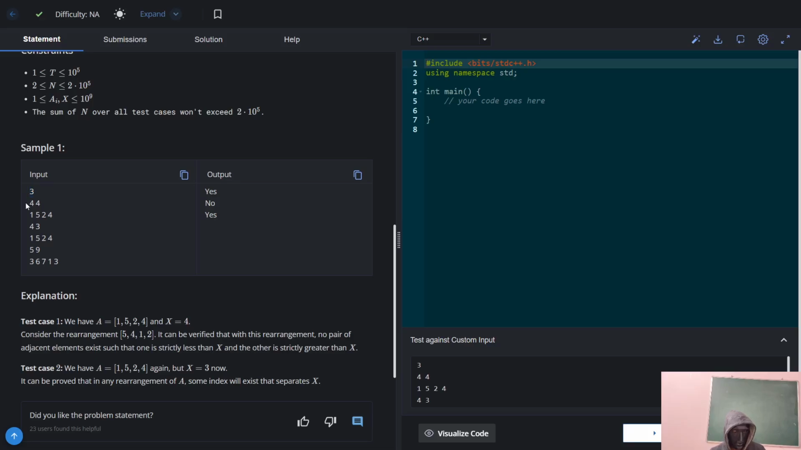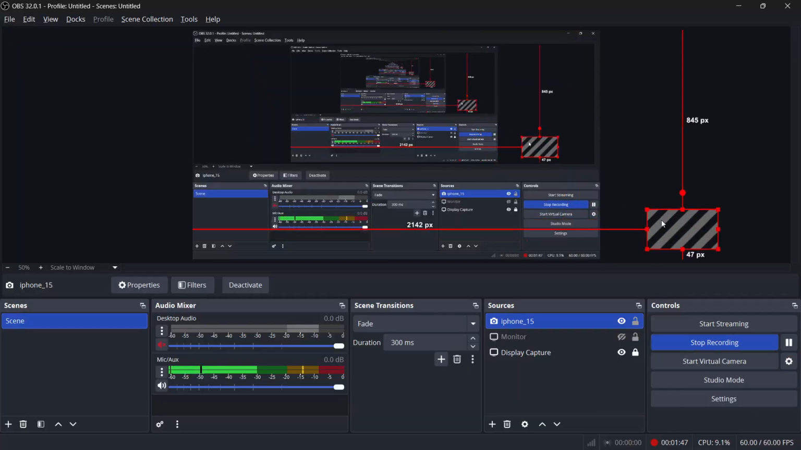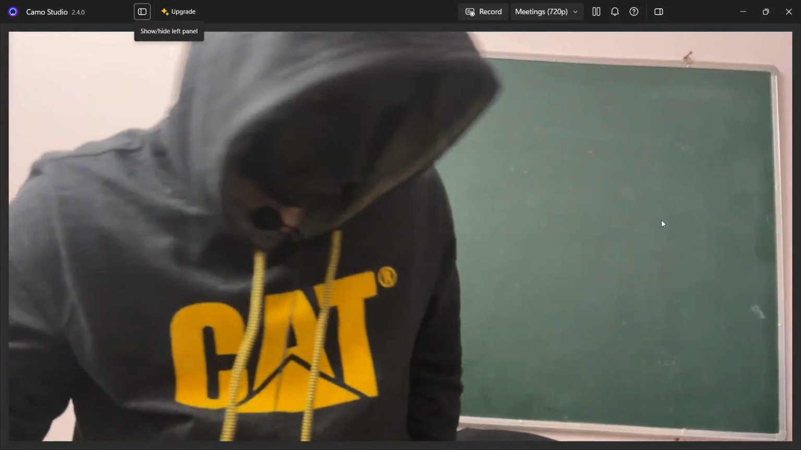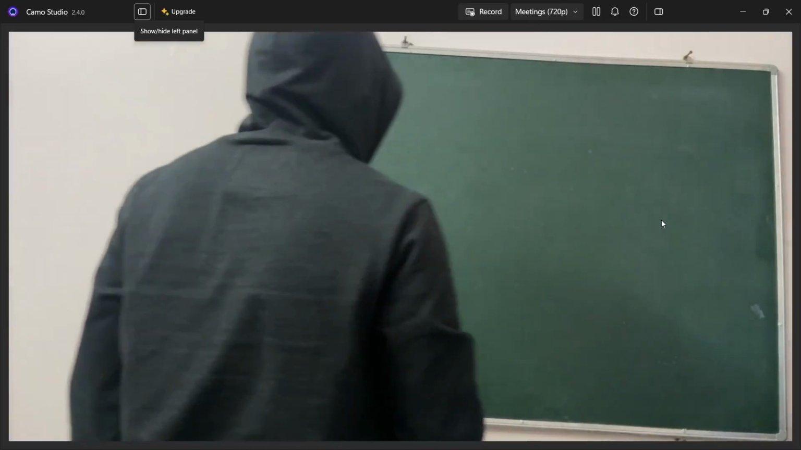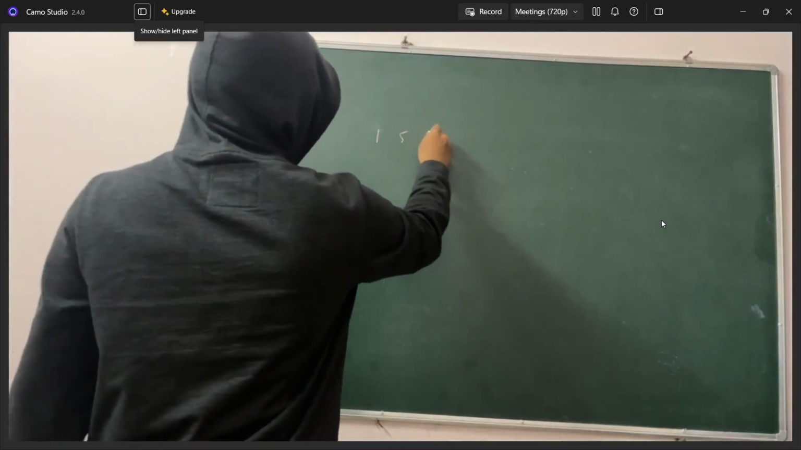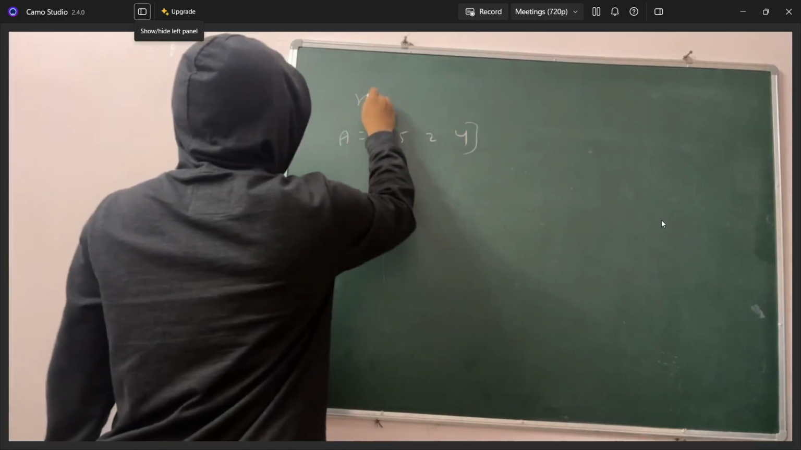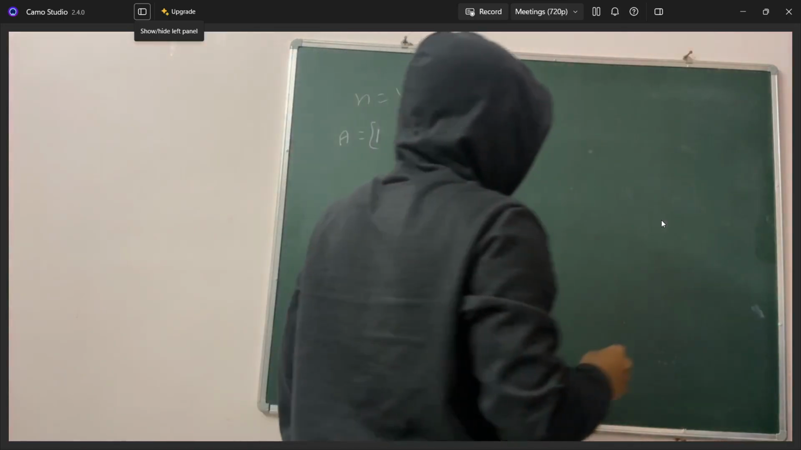In the first test case we have n is 4, x is 4, and the array 1 5 2 4. So let's move on to the board. 1 5 2 4 are the array elements, n is 4 and x is also 4.